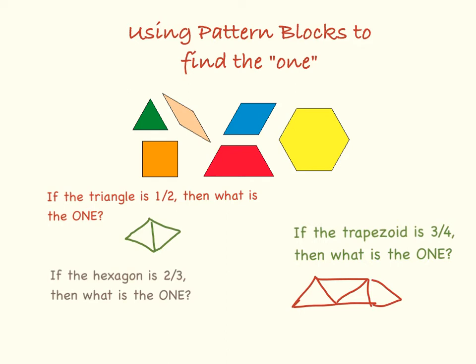Okay? If the hexagon is 2/3, then what is the one? So 2/3. So 2 parts out of 3. It would be a hexagon and a trapezoid, correct?